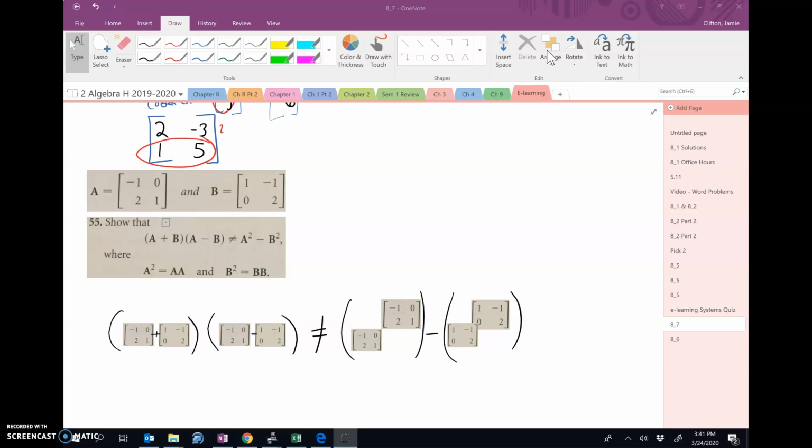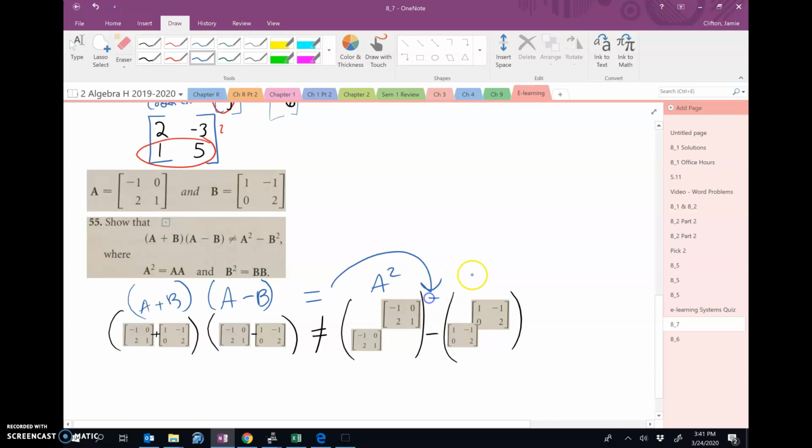So I've set this up as we were supposed to see it. We were supposed to see A plus B times A minus B and see if it equals the same thing as A squared minus B squared. So I think you can do most of this on your own. So I'm going to stop the video here, and you guys can check the answer key for the rest of it, the answer key on my website.